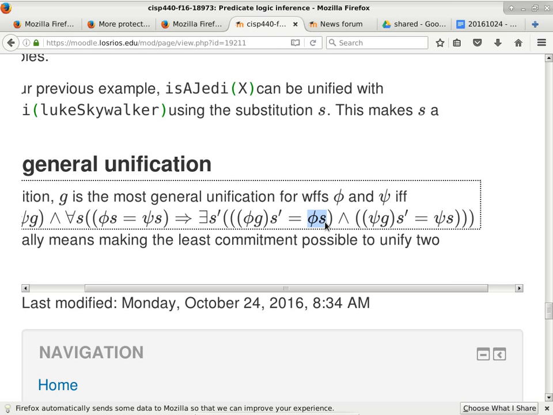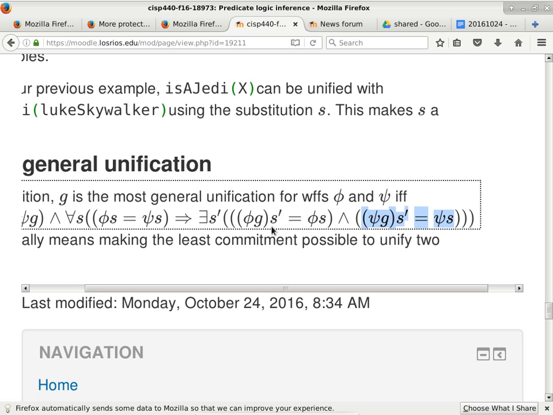Now, what do we know about phi S versus psi S? Same. They are the same because S itself is a unifying substitution. Then we do exactly the same thing over here, which is basically saying we first apply the G substitution, and after we apply the G substitution, we apply that S prime substitution. But when we combine the two substitutions, G and S prime, we end up with the same thing as S. Is that okay?